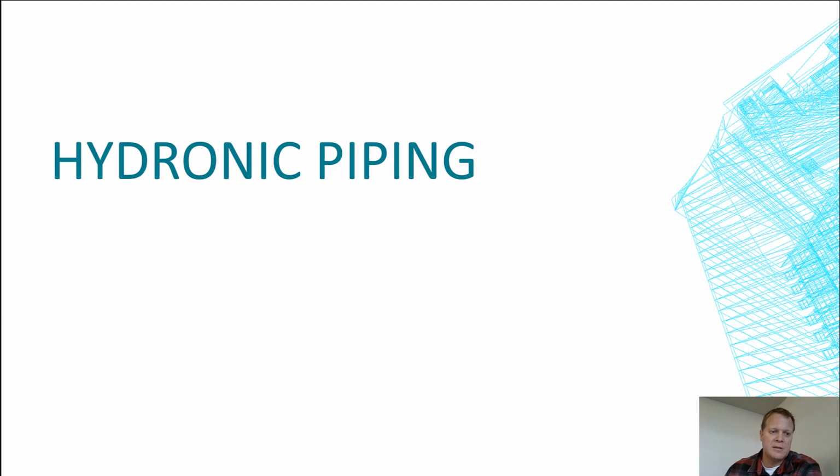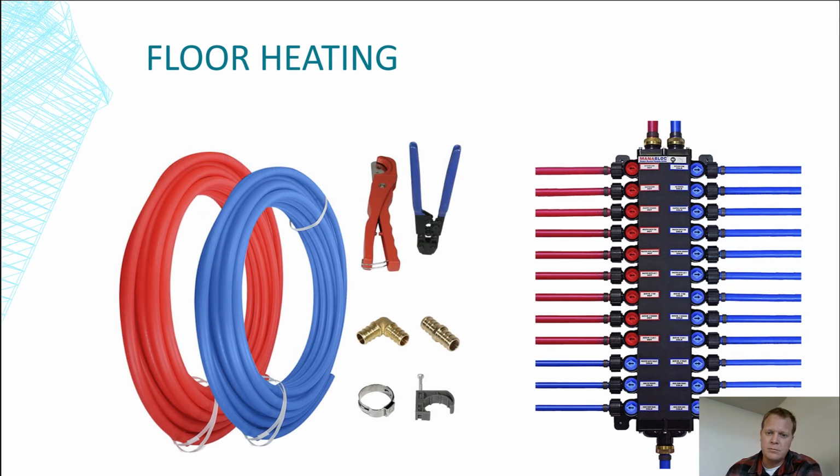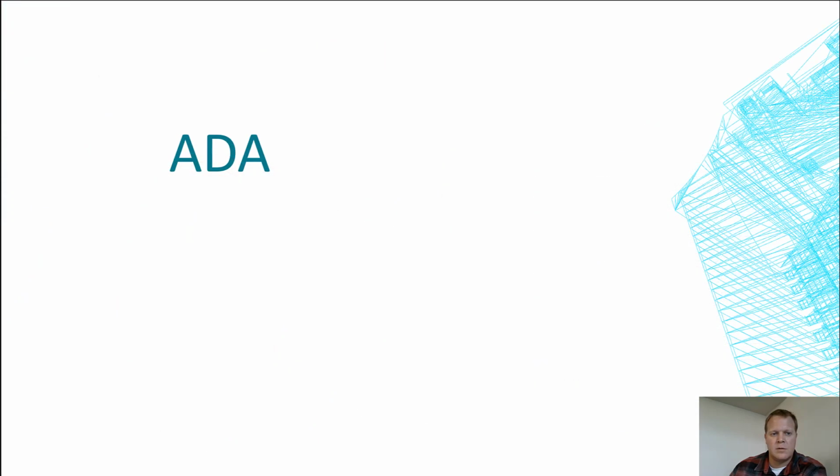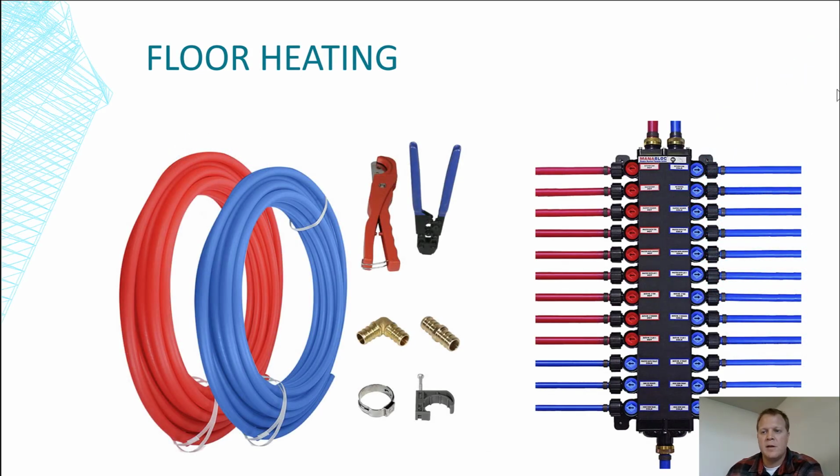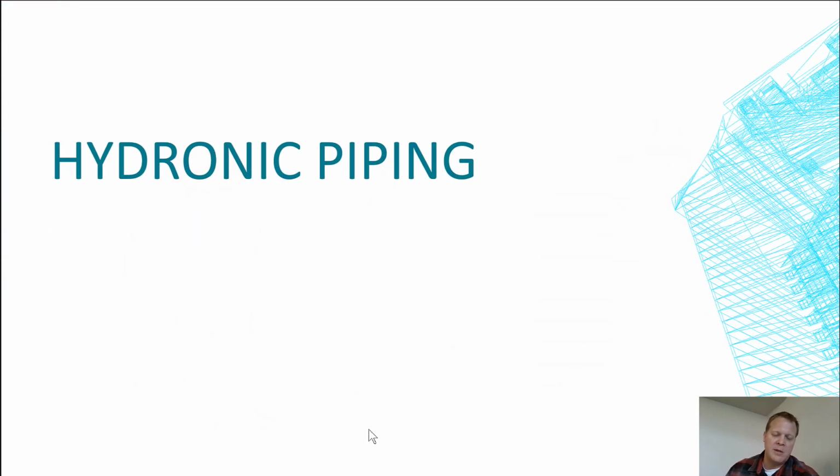Okay, hydronic piping. The floor system is usually something similar to this, a manifold, so I just copied this exact drawing. It's usually some sort of plastic piping and some sort of manifold. Now let's look at Ferguson again for other types of hydronic piping systems.